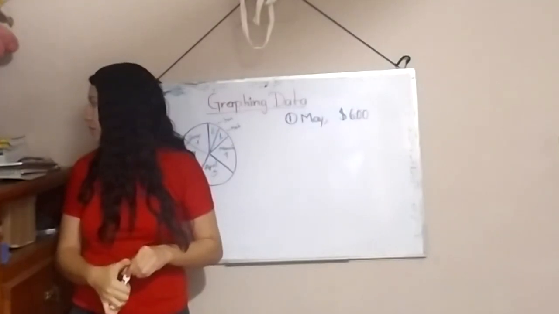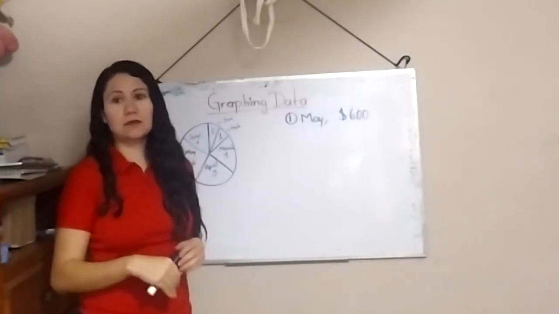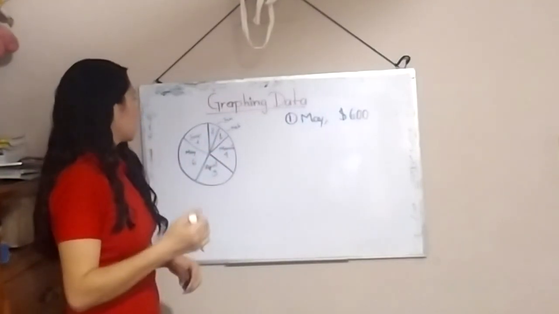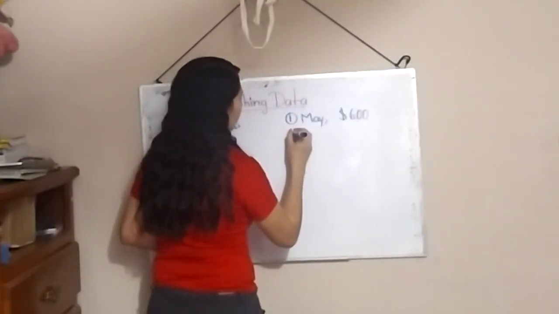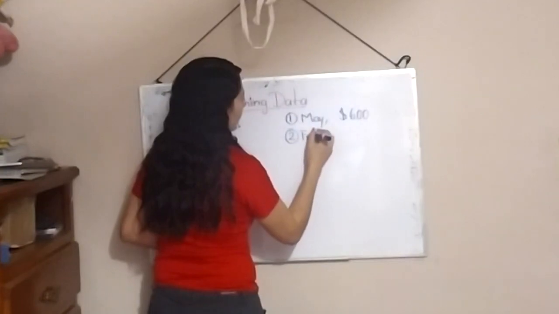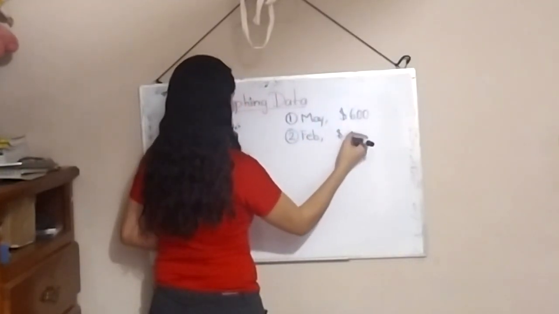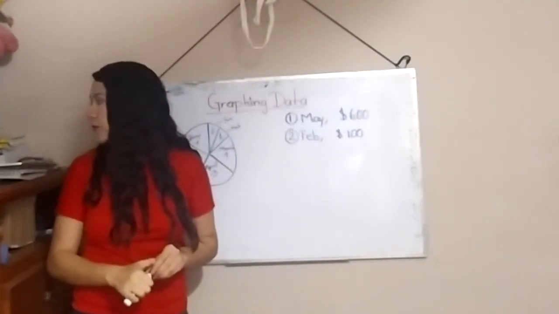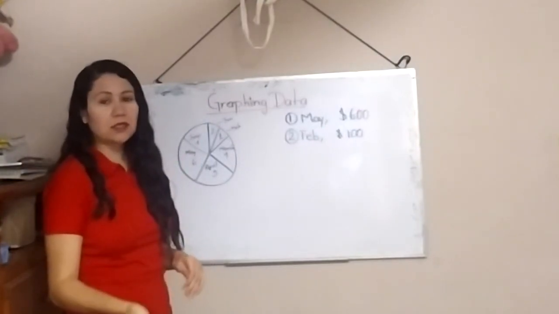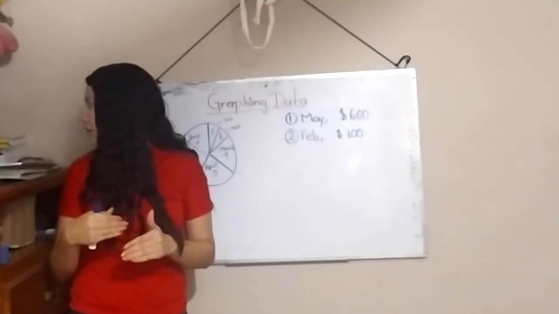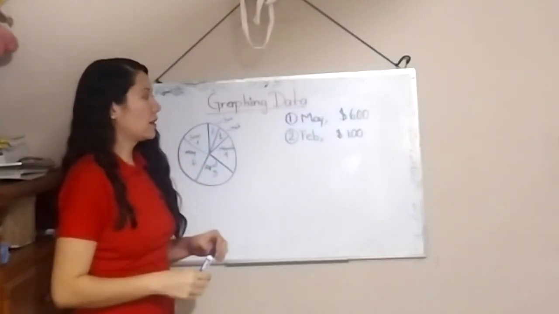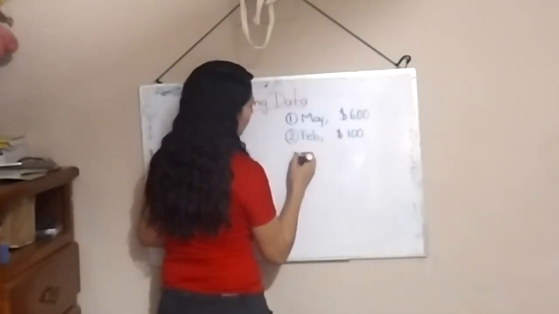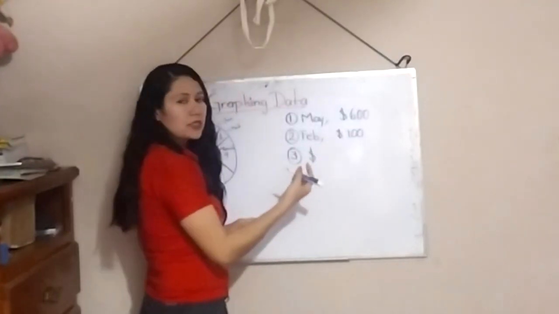Question number 2. In which month did the least money come in? Well, that would be the smallest part of the chart, which would be February, with $100. Third question, by how much did the greatest exceed the least? Okay, what is the difference between these two? The difference is $500.